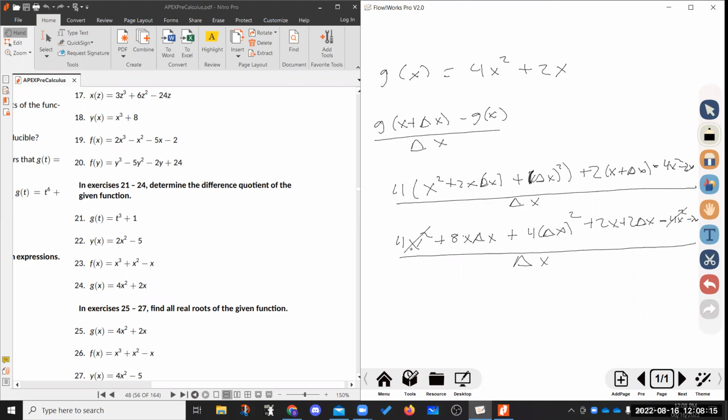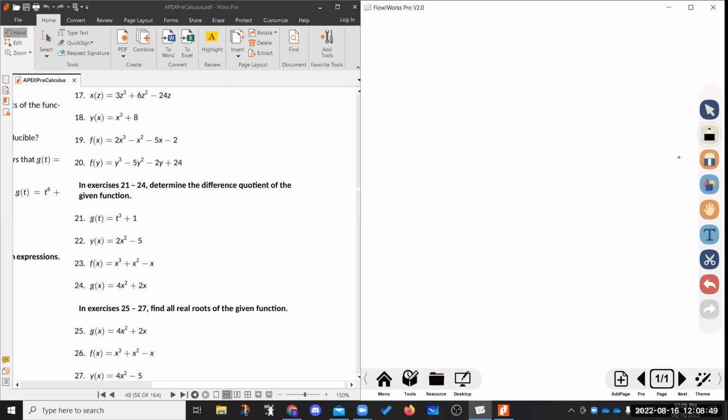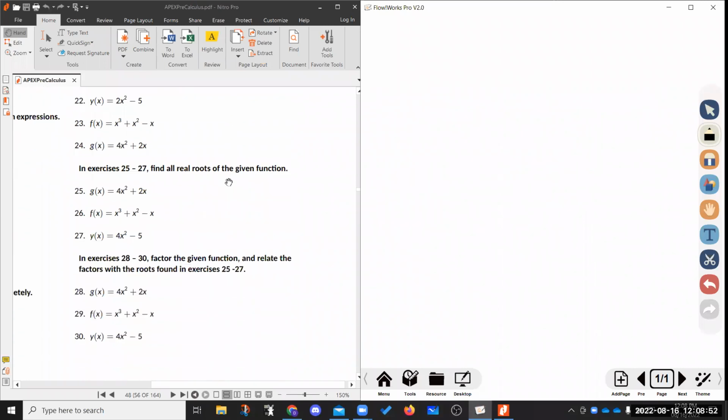So our 4x squared and our negative 4x squared make it 0, our 2x and our negative 2x make it 0. We're left with 8x delta x over delta x plus 4 delta x squared over delta x plus 2 delta x over delta x. It's going to be 8x plus 4 delta x plus 2. All of those are unlike terms. Get very comfortable with doing that. That's going to be the most calculus-y thing you do in pre-calculus.